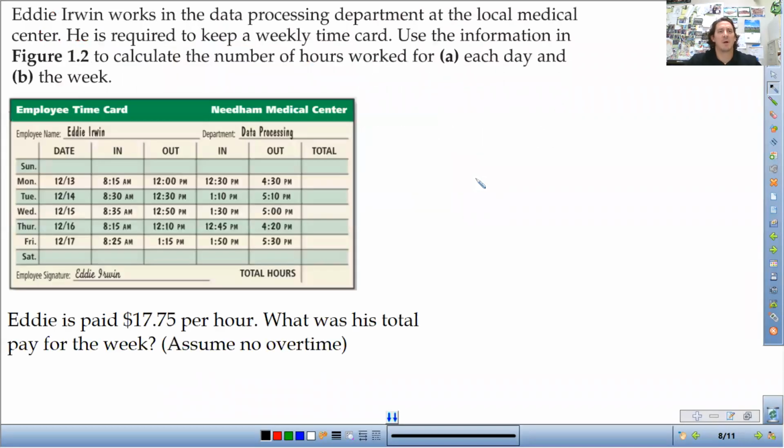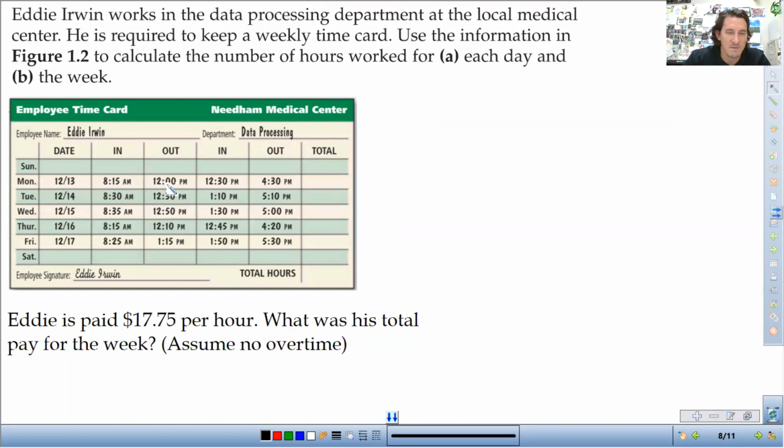So here's an example of a time card. This is for Eddie Irwin, who works in the data processing department at the local medical center. He is required to keep a weekly time card. Use the information in figure 1.2. This is figure 1.2 to calculate the number of hours worked for A, each day, B, the week, and then Eddie is paid $17.75 per hour. What was his total pay for the week? So after we fill out the time card, we're going to figure out how much his total pay is. That's going to be the straight time pay that we talked about last week, or rather 2 weeks ago at this point.